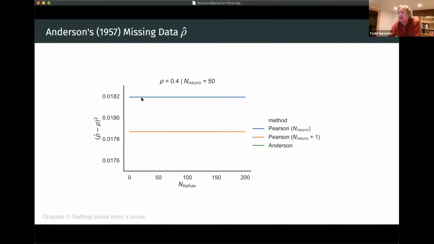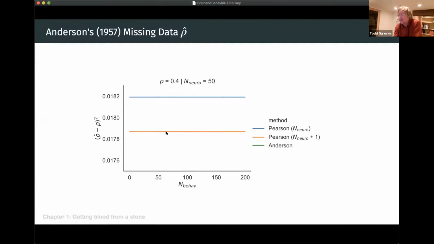And then I'm asking the question here, what if I added one more neuro subject, like I recorded one more fMRI subject? In expectation, I expect my error in the estimation of the correlation to go down, so I get closer to the truth, which is what you expect. As you get more data, you get more and more robust estimates, so that's good.